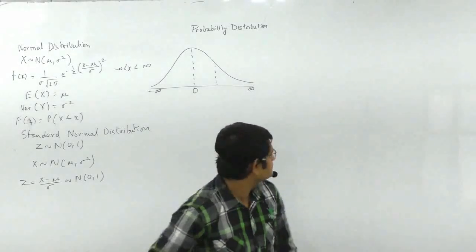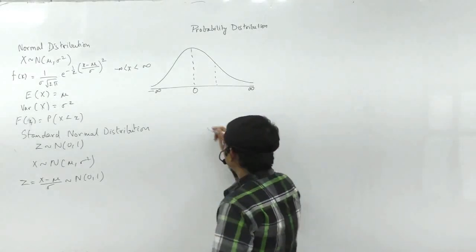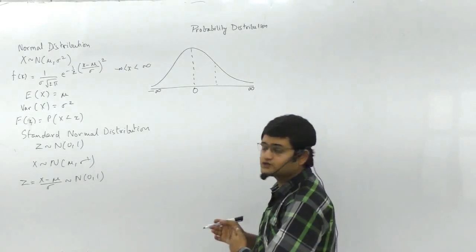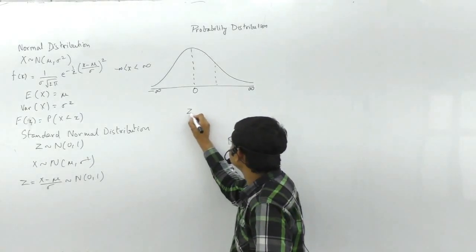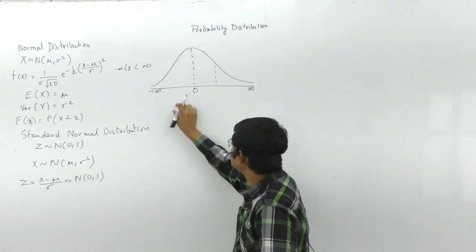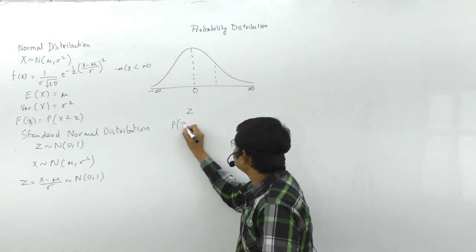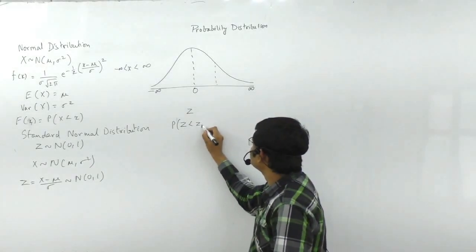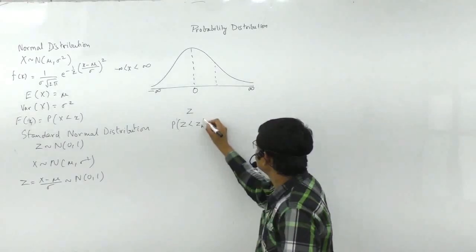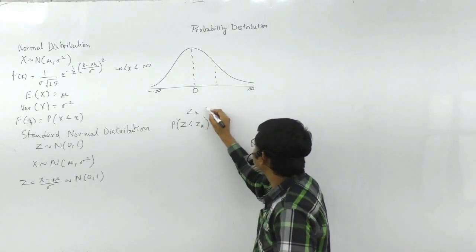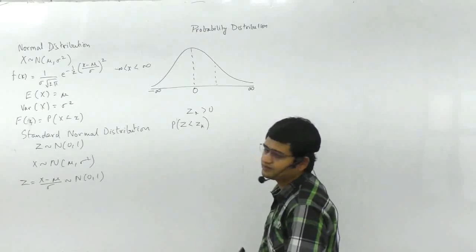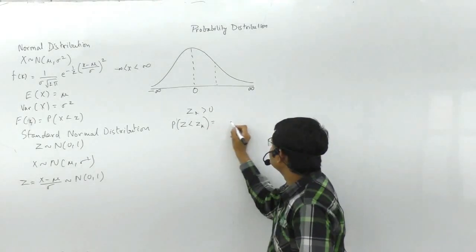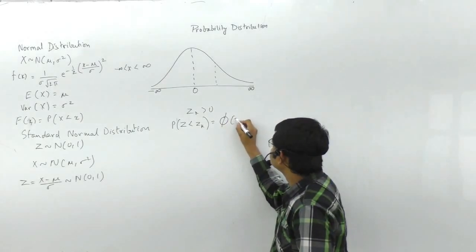For that, we have a small way to find those probabilities. If I need to find the probability that my z, that means a standard normal distribution, is less than a particular value zk, I'll say my zk is first, let's say, greater than 0. So if I need to find the probability z less than zk, that will be equal to phi of zk.